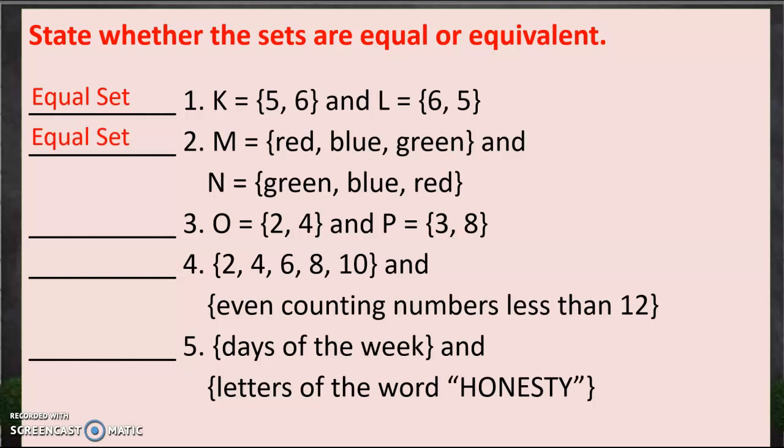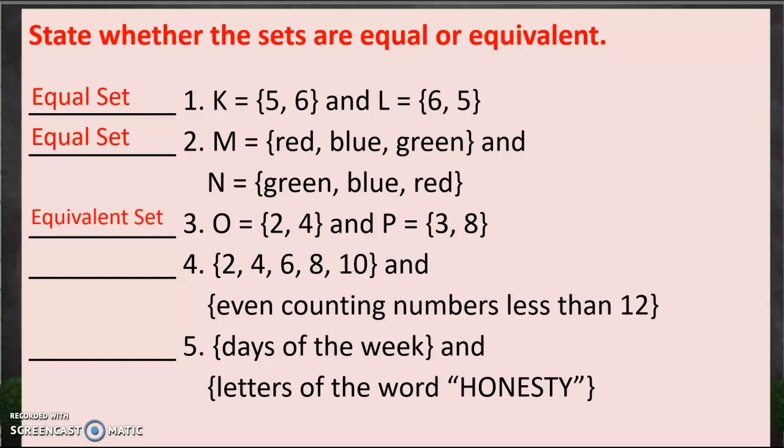Number 3. Set O is 2, 4, and set P is 3, 8. They have different elements, but the number of elements is the same. Two elements for set O, two elements for set P. So they are equivalent sets.